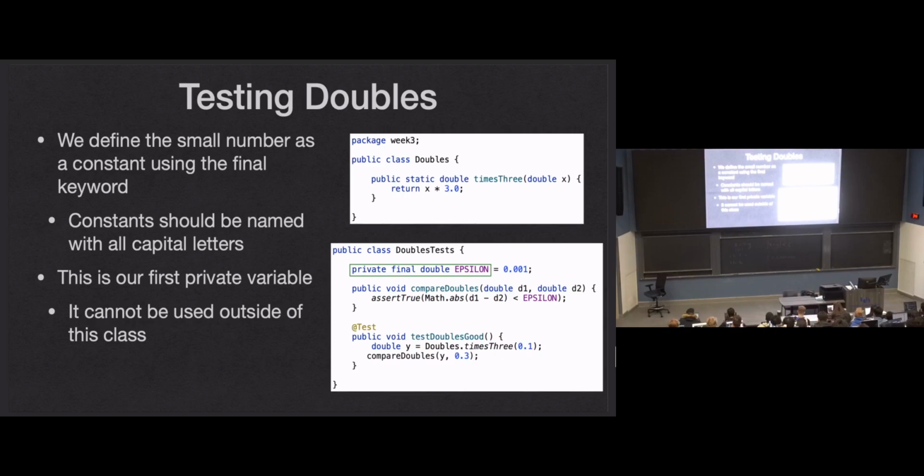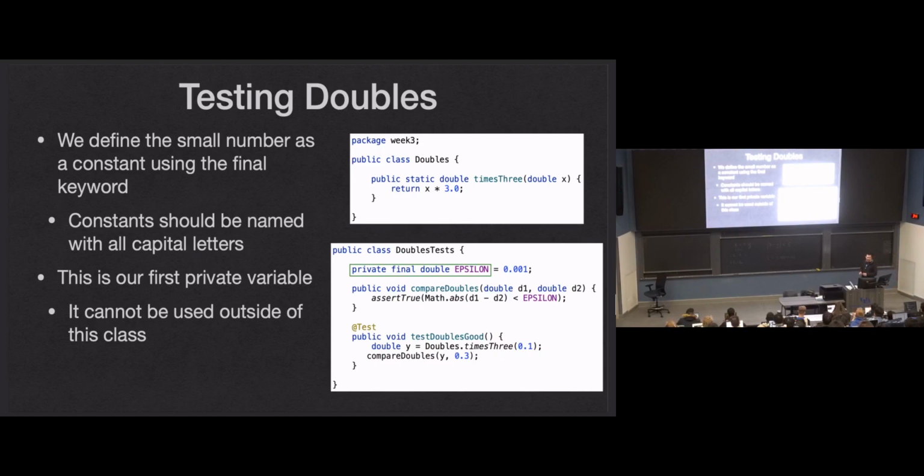So double is the type of the variable epsilon. That we know. Final means this is a constant. We cannot change the value of this variable ever. Whenever we have constants in Java, it's customary to put them in all capital letters. So all capital EPSILON is a proper name for this thing. And private, this is our first private variable, which means this variable can only be accessed from code inside this class. We can't access this from anywhere else.